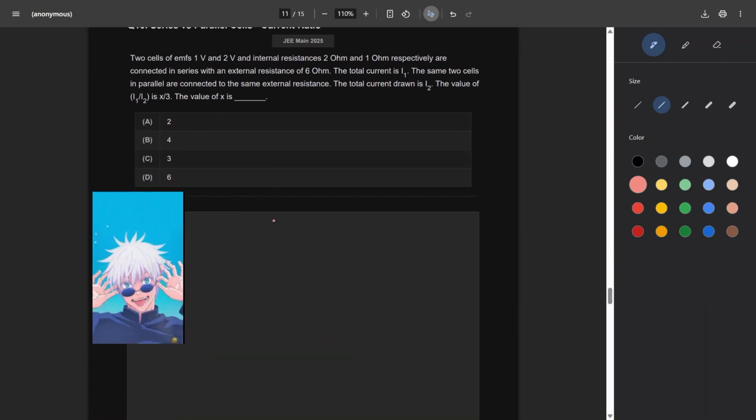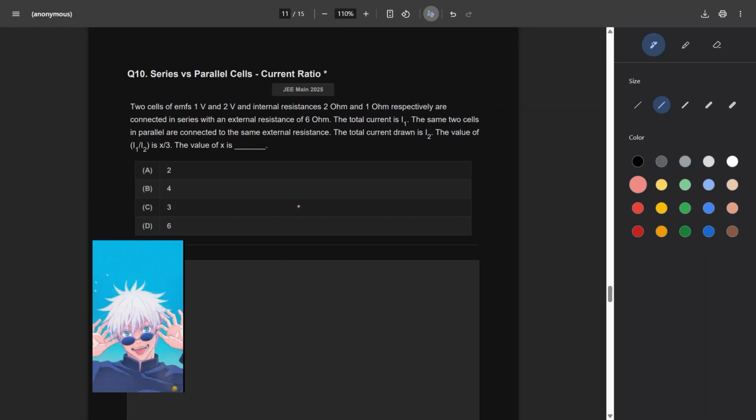Next we have question 25 of means and here there are 2 cells with 2 ohm and 1 ohm connected in series with 6 ohm. Okay, we have the current. And then we have the same 2 cells connected in parallel with the same resistance.